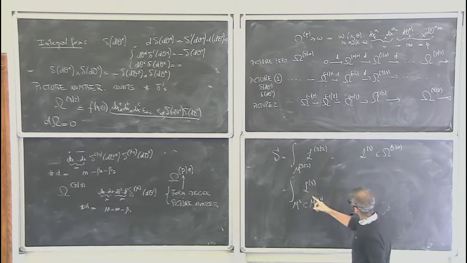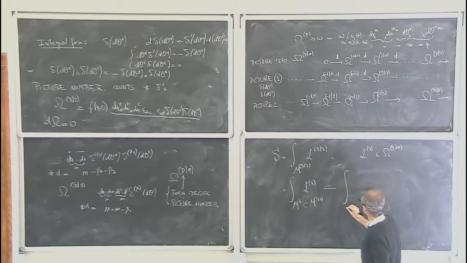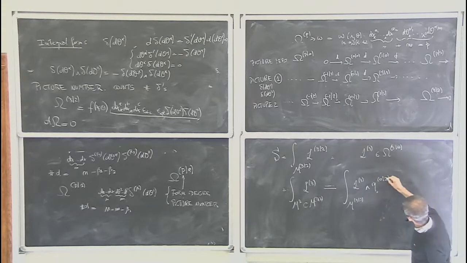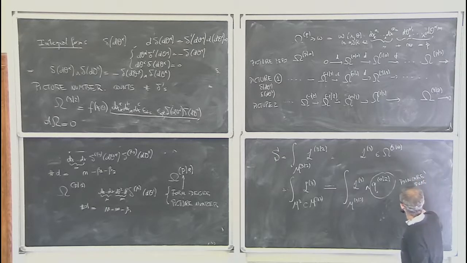And then I can try to rewrite this expression as an integral of a 3|2 form, by multiplying this object by some form, which I call eta, which has degree 0 and picture number 2. Namely, this object here is just the Poincaré dual of the immersion of this M3 submanifold into M3|2.